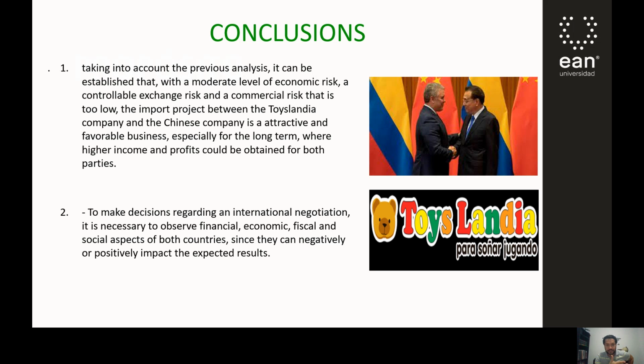First, taking into account what was previously analyzed, it can be established that with a moderate level of economic risk, a controllable exchange risk, and a commercial risk that is very low, the import project between the Toyslandia company and the Chinese company is attractive and favorable for this business, especially in the long term. So Toyslandia has two options. The first is to open a new Toyslandia in China, a new subsidiary.